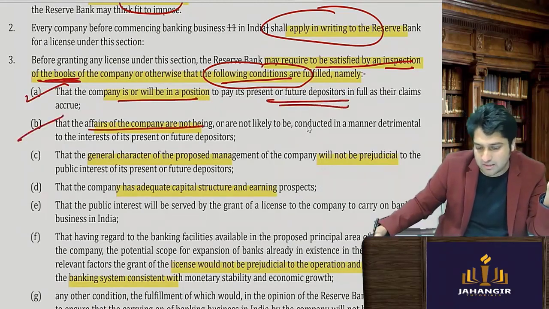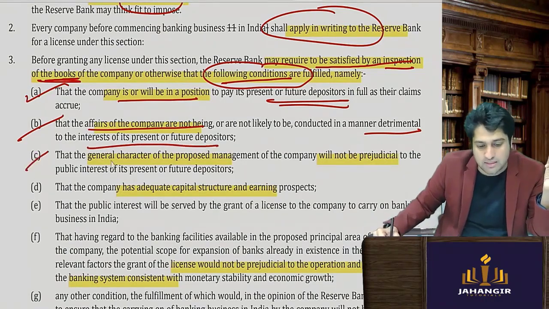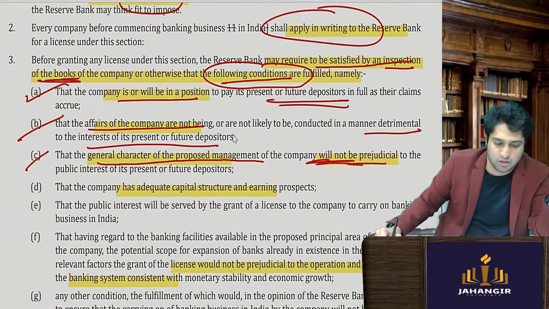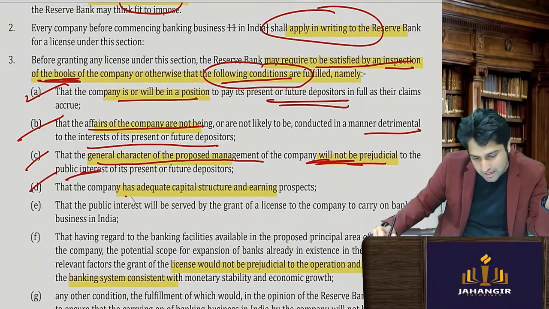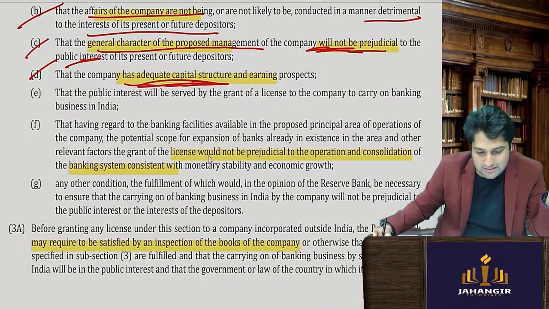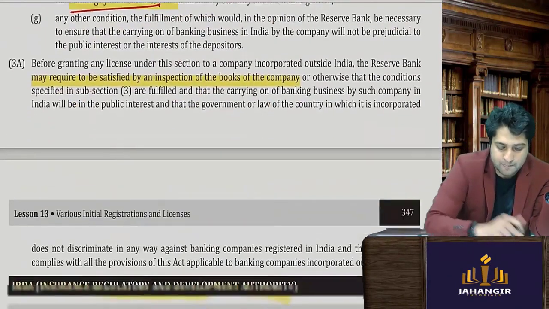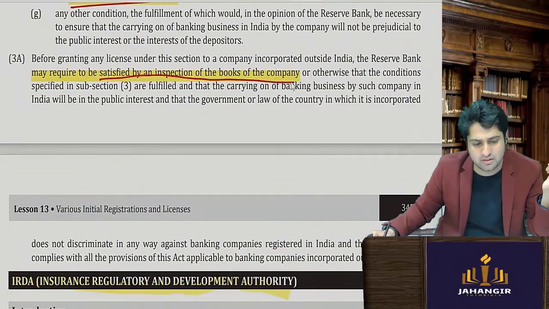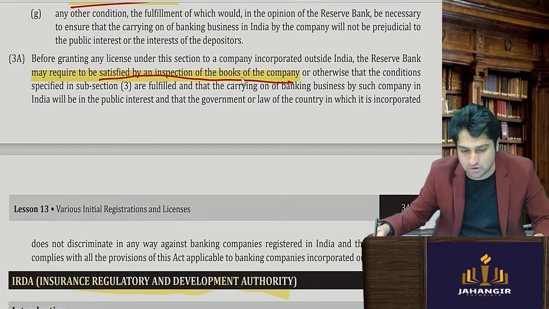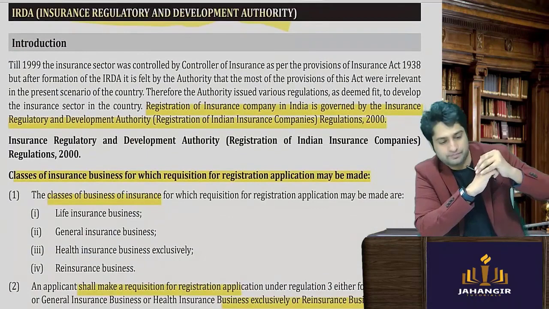The affairs are not being conducted in a manner which is detrimental to the depositors. The general character of the management is not to affect the public interest. They have a proper capital structure. The license would not be prejudicial to the operations of the banking system. So RBI may require to be satisfied by an inspection of the books that the following conditions have been followed or not.